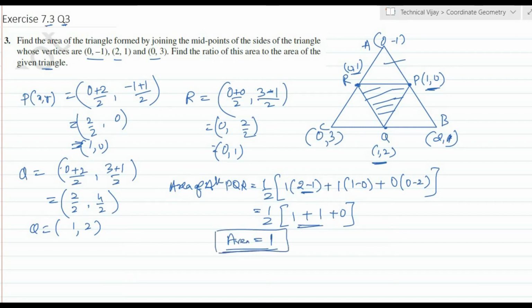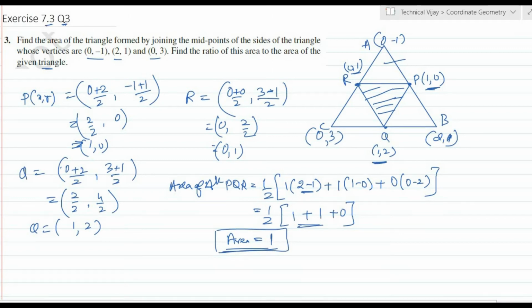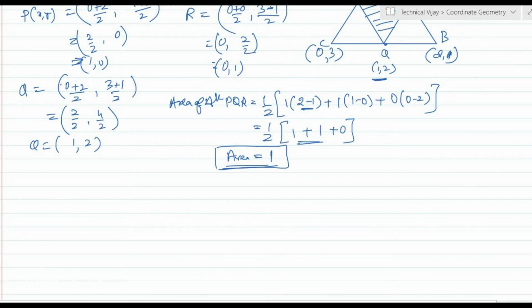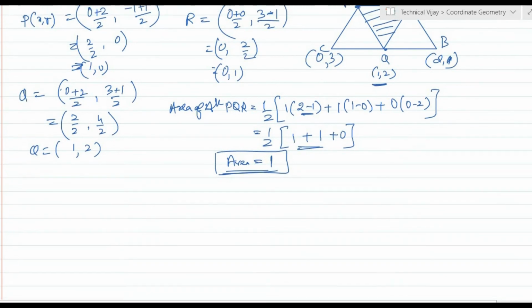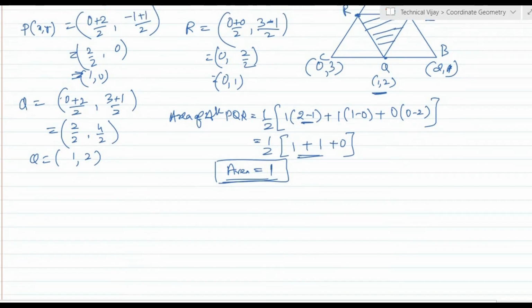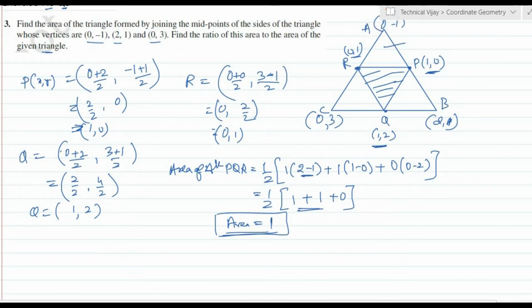Now we will see the area of this bigger triangle. So for that, area of triangle ABC we will see, which is equal to half of, and here we will consider this as x1 y1, x2 y2 and x3 y3.